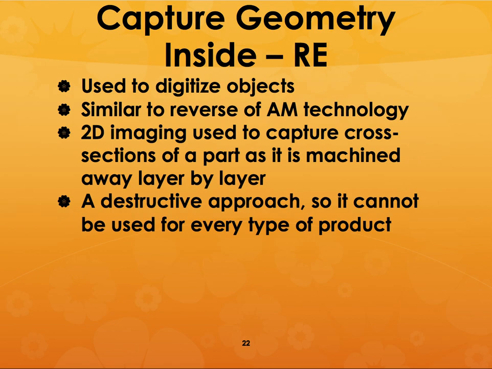So how do you do this? You first capture the geometry inside. Then, for example, if you have reverse engineering, you can digitize the objects. Then you can do cross sections, 2D imaging to capture the cross sections of a part as it is machined away layer by layer. In some cases, you may destructively remove or destroy the part in order to make the final design.